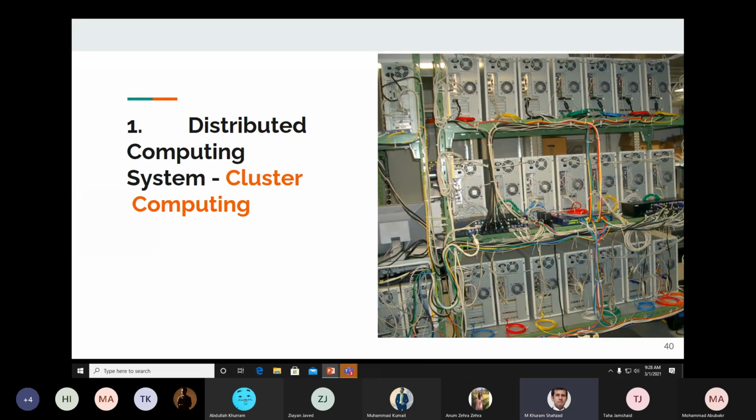Let's say for NUST we have 13 campuses. Mostly they are located here in the H12 sector. And how about the other campuses? For them we have to connect them using some internet, virtually. They should be connected. I'm talking about a grid system.